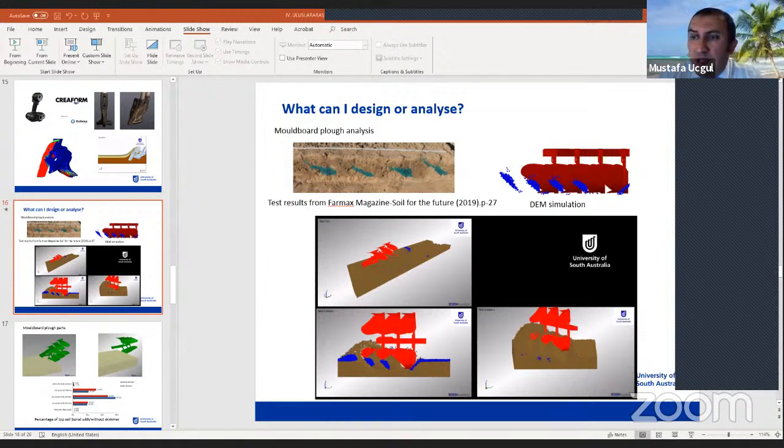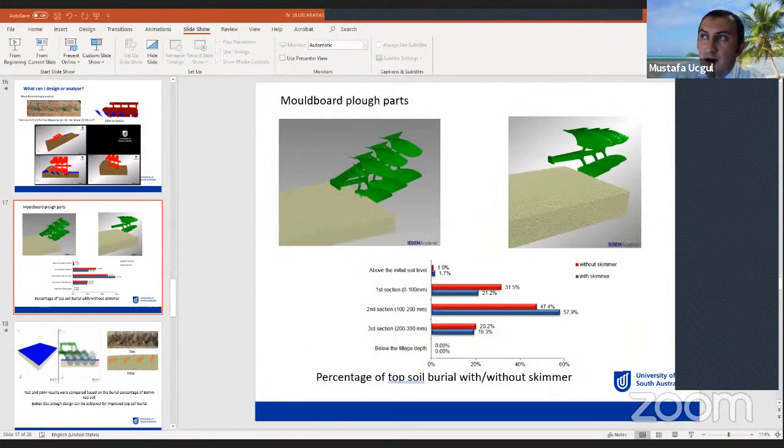So we can analyze the performance of a moldboard plow, so how a moldboard buries the topsoil. As you can see here, these are the test results, and these are the computer simulation results. These are quite similar.